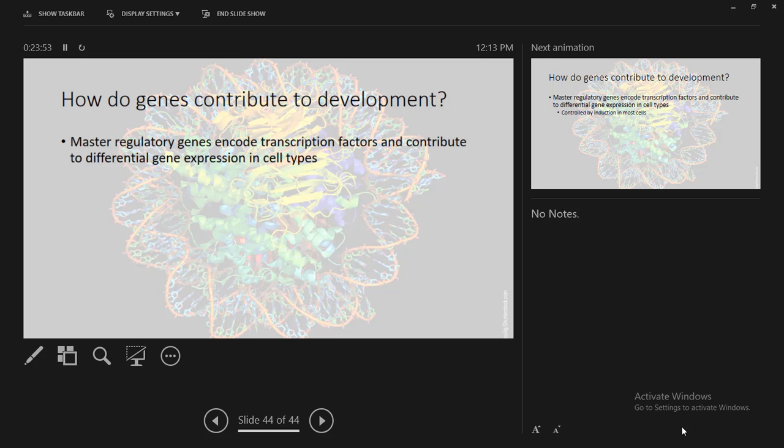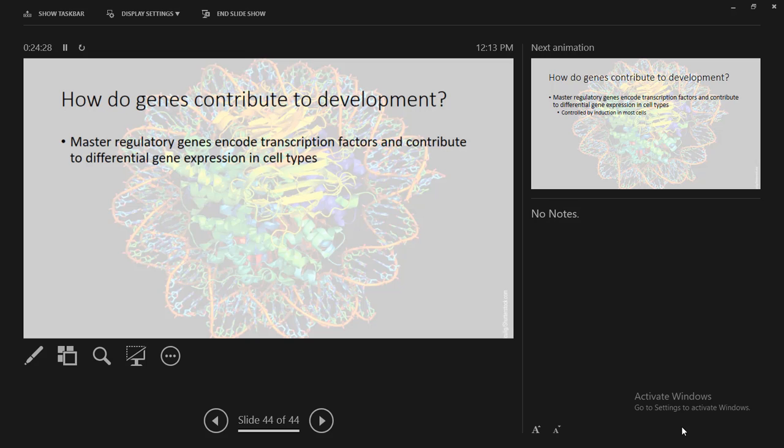We have what are called master control genes, that what they transcribe is not a typical protein, but instead they are transcribed and translated into transcription factors. And what do we know about transcription factors? Somebody remind me what a transcription factor does. It binds to the DNA. Yeah, it binds to the promoter and recruits RNA polymerase, right?